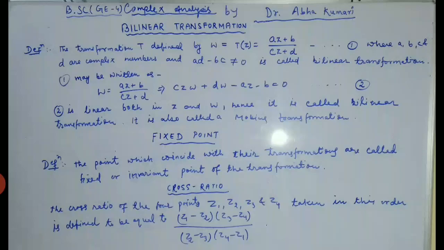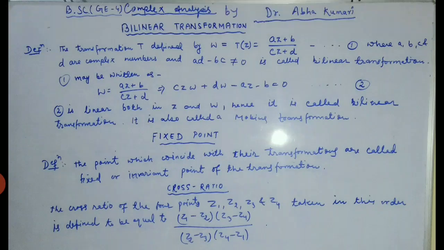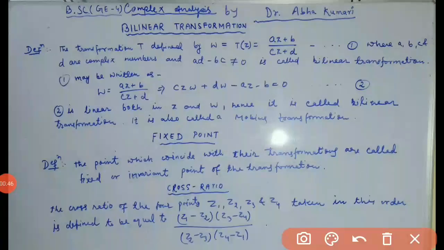So the transformation T defined by W equal to TZ, okay, equal to AZ plus B divided by CZ plus D, and put it equation number 1 where A, B, C and D are the complex numbers and AD minus BC not equals to 0. Now AD minus BC not equals to 0 is very important. And if AD minus BC not equal to 0, then we say that the above transformation, that is equation number 1, is known as the bilinear transformation.